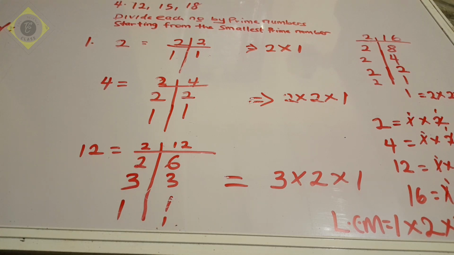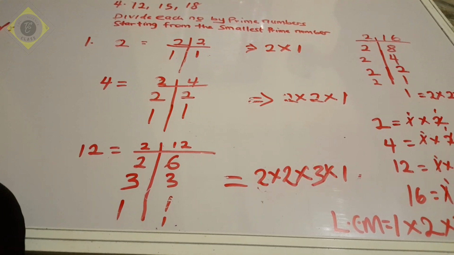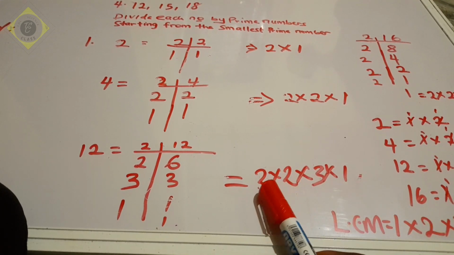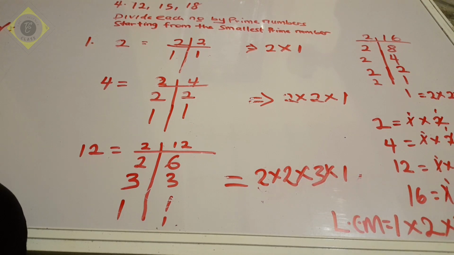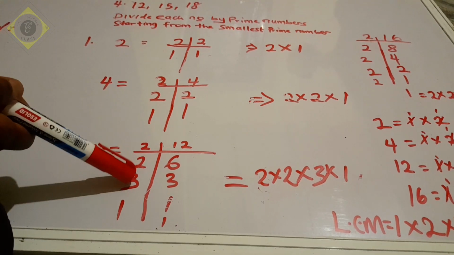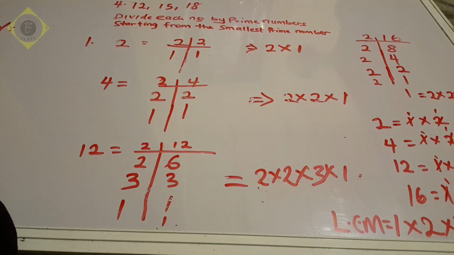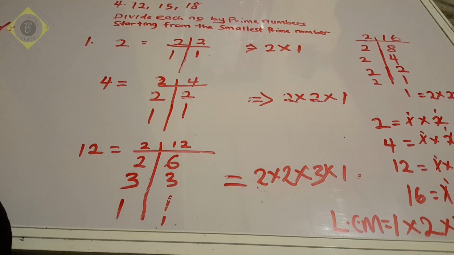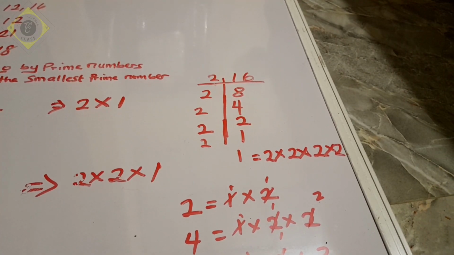So 12 will be 2 times 2 times 3 times 1. And where did I get all this multiplication that I'm doing? Here it is. 2 times 2 times 3 times 1. So those are the prime factors of 12. Let's go to the next number. The next number is 16.